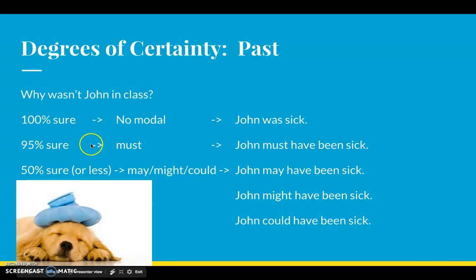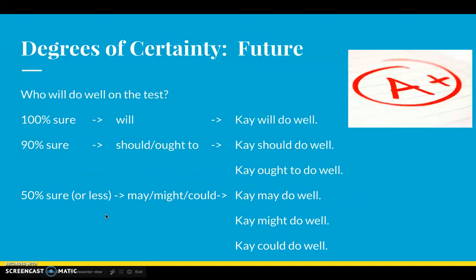If we're 50% sure or less, we'll choose may, might, or could. Well, he may have been sick, or he could have been busy, or he might have been at the beach. Again, modal verb plus have plus the past participle, may have been. But the 50% sure or less goes with may, might, or could in the past.